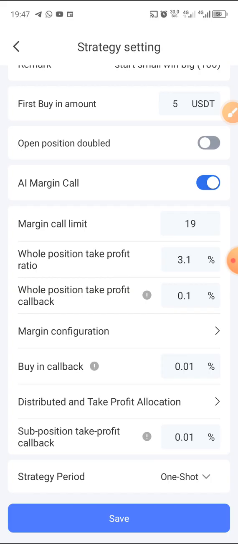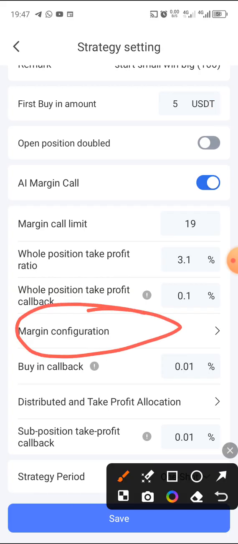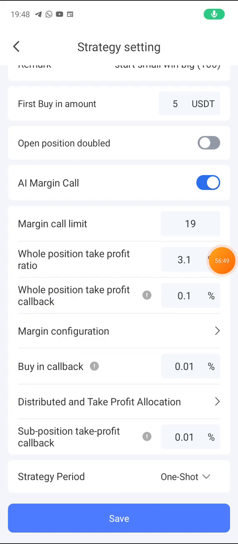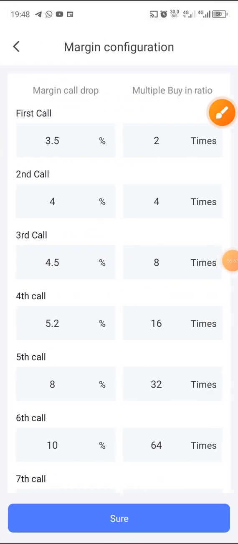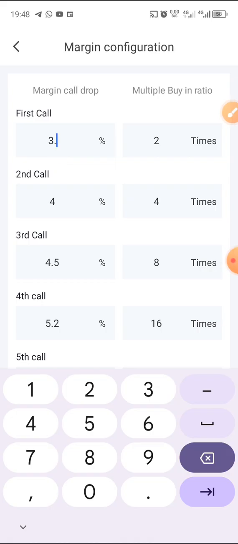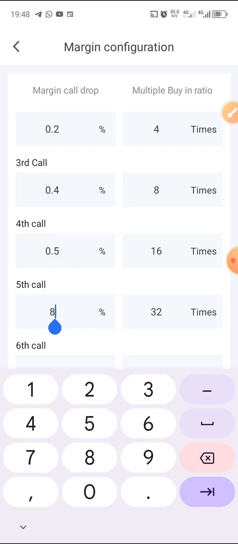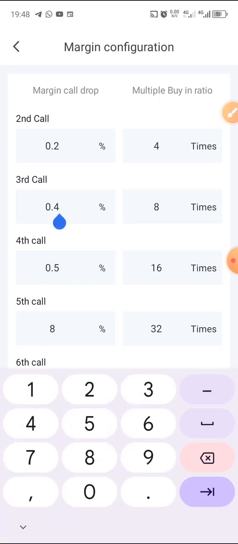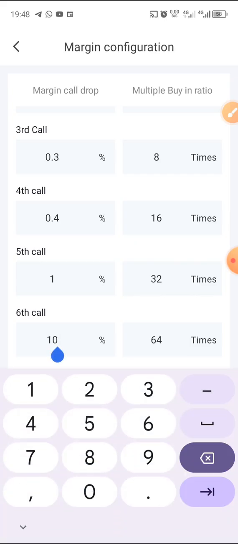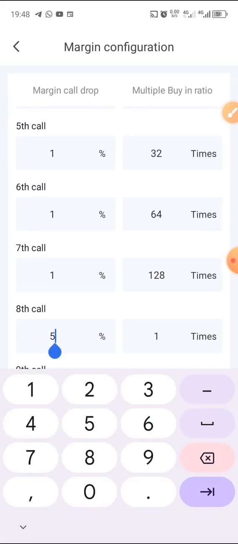So we go into the margin call configurations. We are setting how the margin calls go. Okay, so our first 4 margin calls, the robot should buy it faster. So 0.1, 0.2, 0.4, 0.5, 0.3, 0.4, 1%, 1%, 1%.